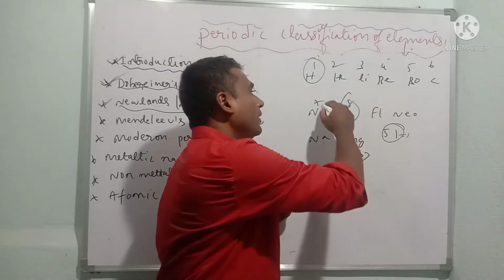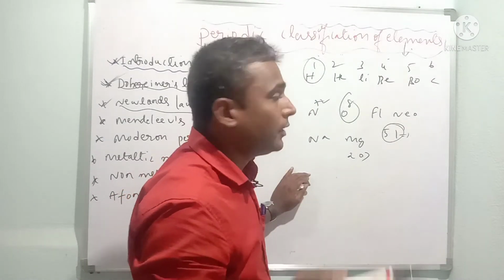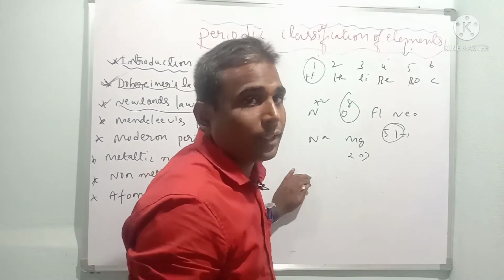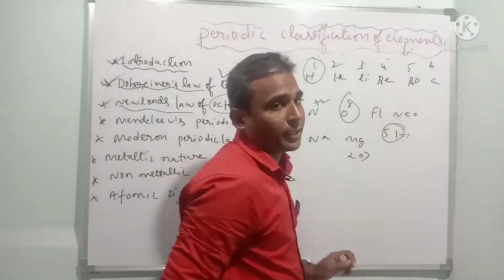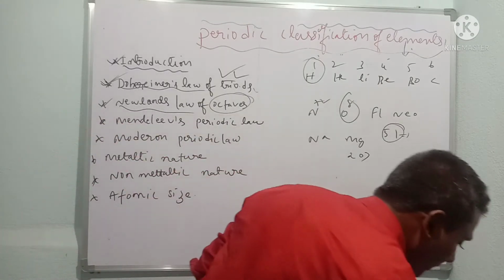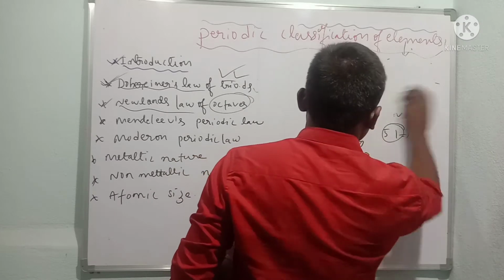First one is, it did not explain for other elements which are more than 20, and it could not explain for new elements which were invented, and he told that only 51 elements are there. That is the greatest drawback of Newland's. Next, let us understand the third one, Mendeleev's periodic table.